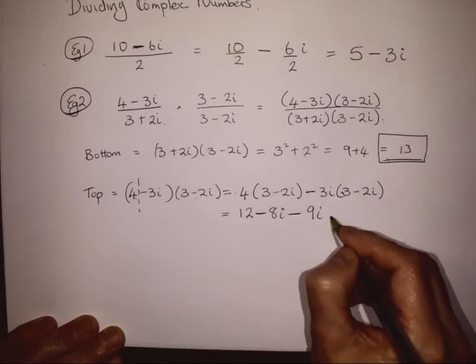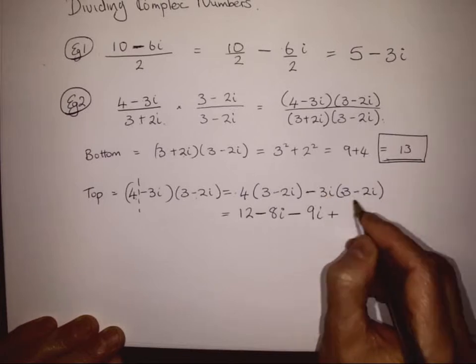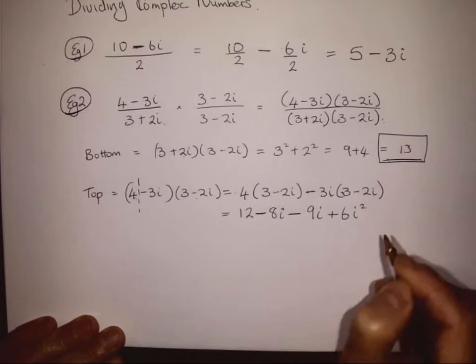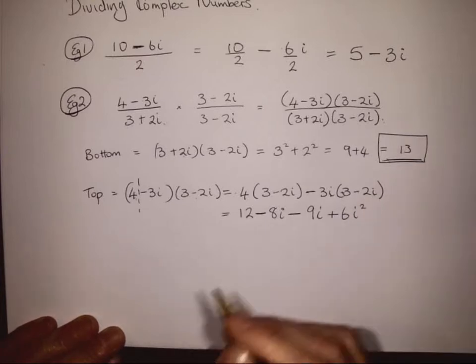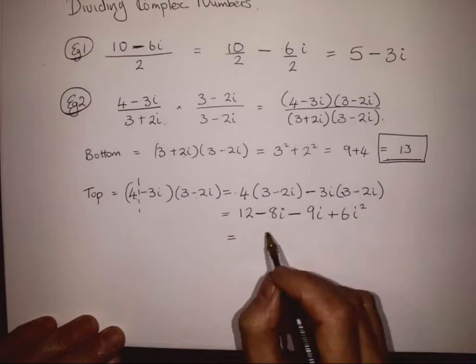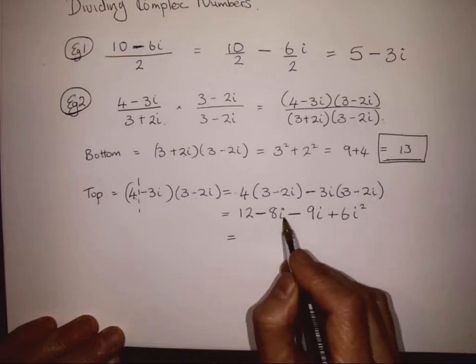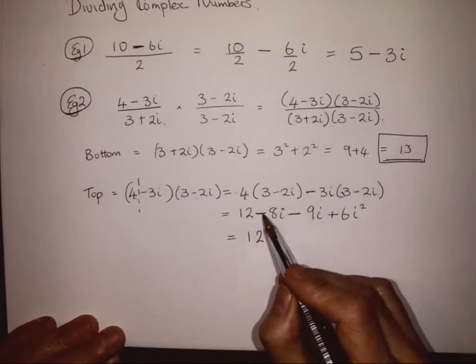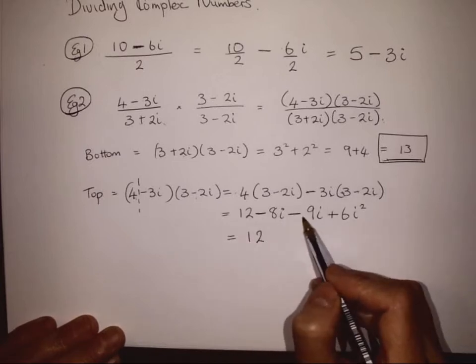And then a minus multiplied by a minus will give me a plus. 3 2s are 6, and an i times an i is i squared. Okay, so now we can tidy up this. We can sort out the minus 8i and the minus 9i. So that's 12. Now, here we're using the adding rules.